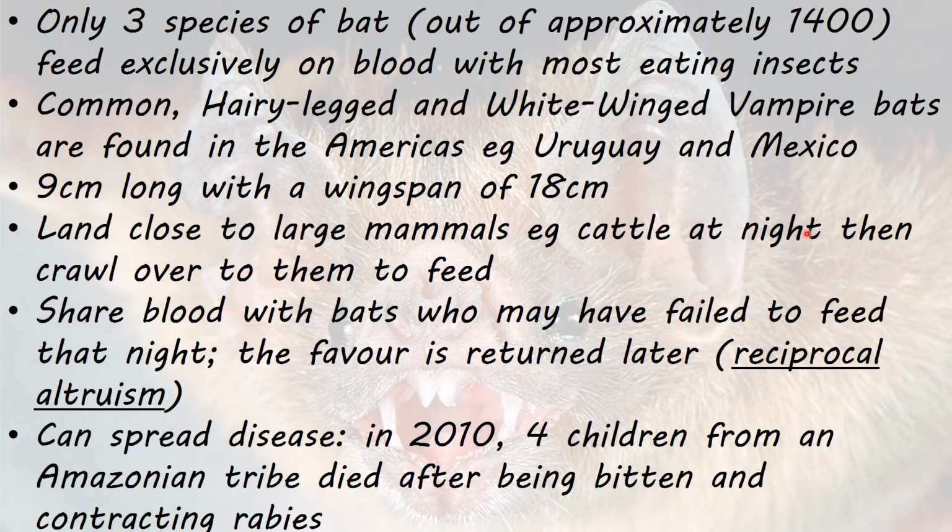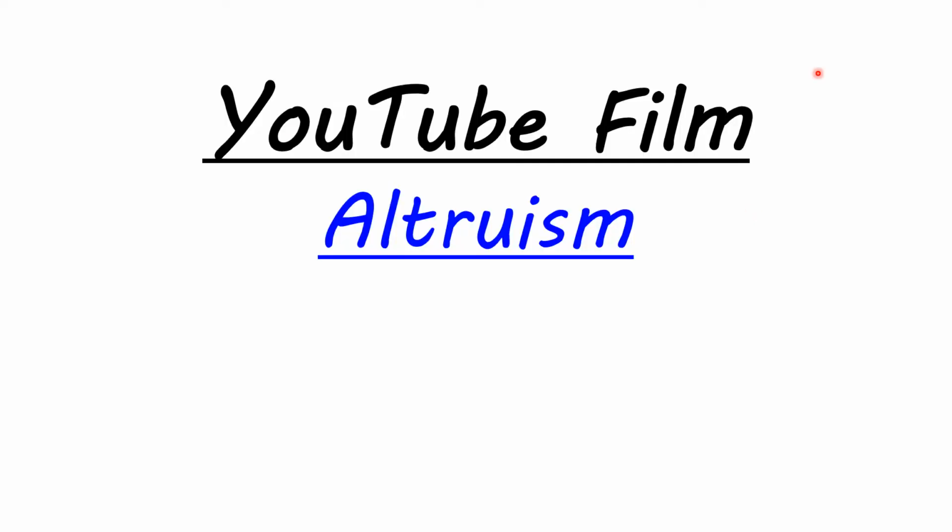And the problem with these is they can spread disease. So rabies is one that's associated with bats, which is a virus which infects the nervous system. So here's a recent example. 10 years ago, you had 4 children who died after being bitten and contracting rabies. So obviously humans can be bitten by vampire bats, but I guess they're more likely to feed on, maybe that's easier with cattle. And you can have a look at this. Just search for altruism on YouTube.